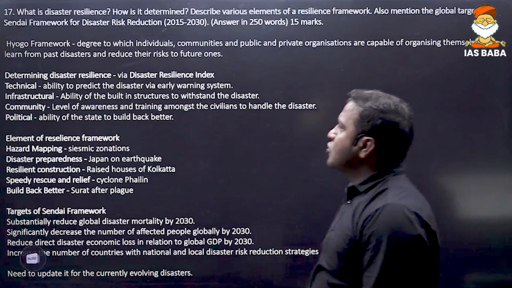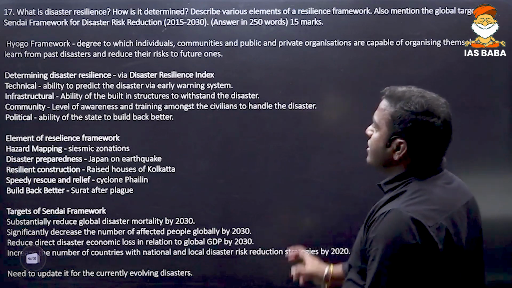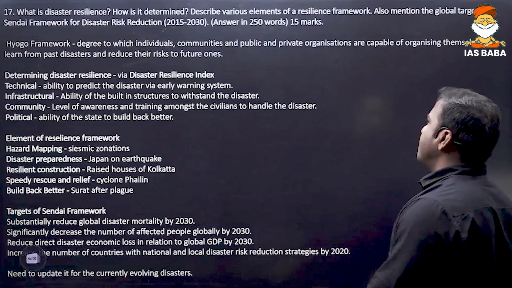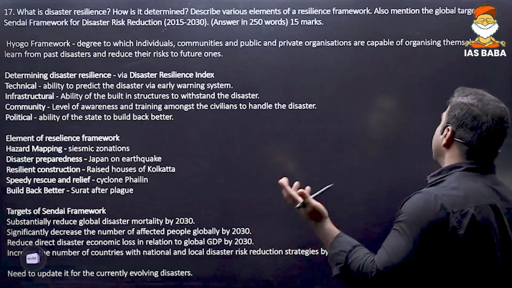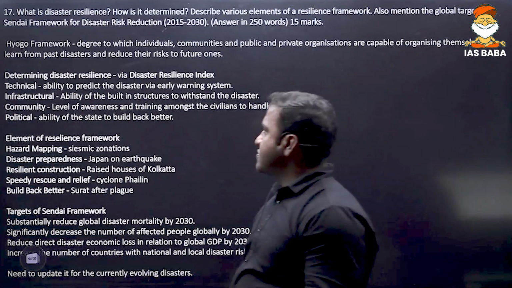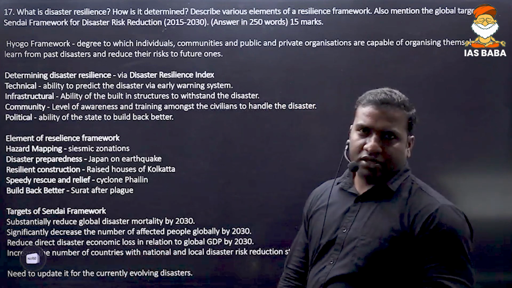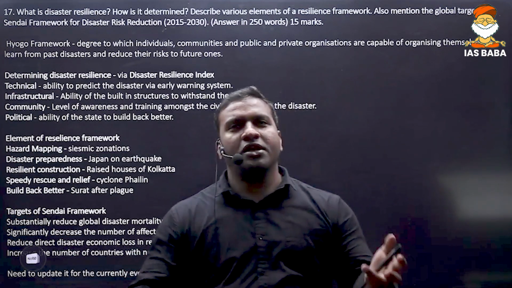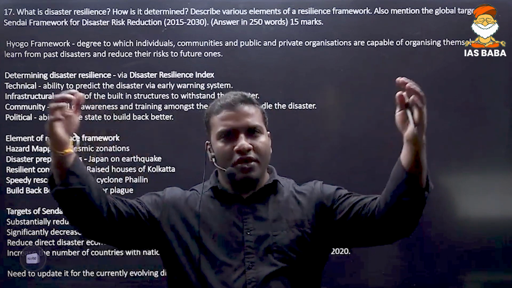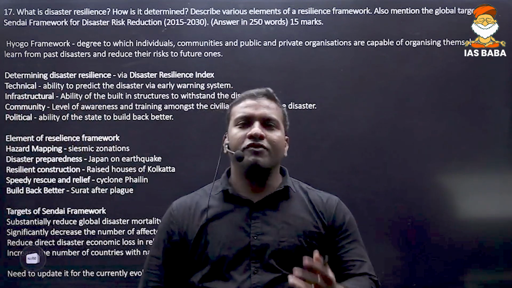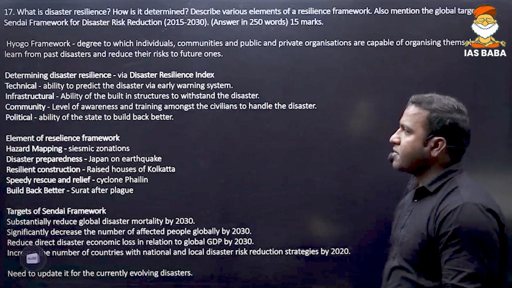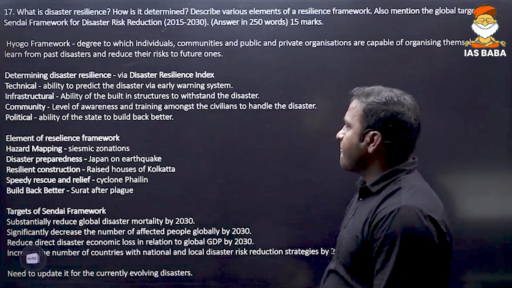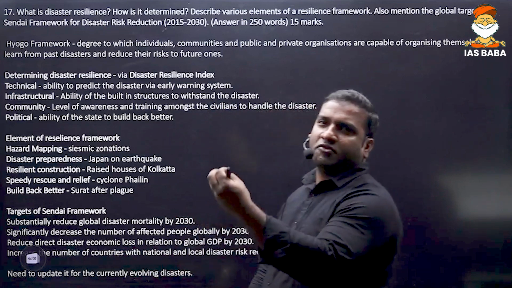Now, the Hyogo Framework defines resilience as the degree to which individuals, communities and public and private organizations are capable of organizing themselves to learn from past disasters and reduce the risk of future ones. It is the ability of the community, the ability of the earth as a whole, to withstand the disaster, in simple words. Put it in the Hyogo Framework's words, that would be very much value addition, coming from the horse's mouth.